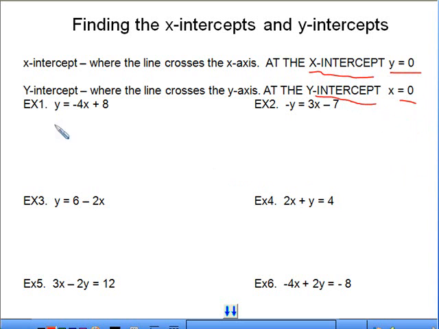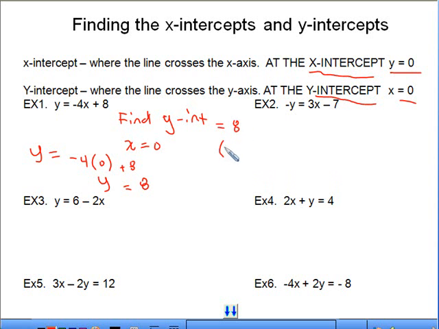So down here, for example 1, if they ask you to find the y-intercept, you know that x is going to equal 0. So plug 0 in for x, so you get y is equal to -4 times 0 plus 8. So y is going to be equal to 8. So the y-intercept is going to equal 8, and the coordinates are 0 and 8.